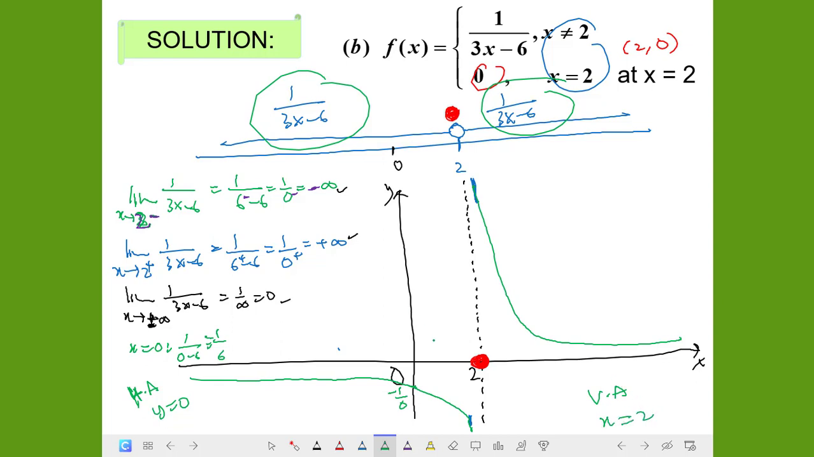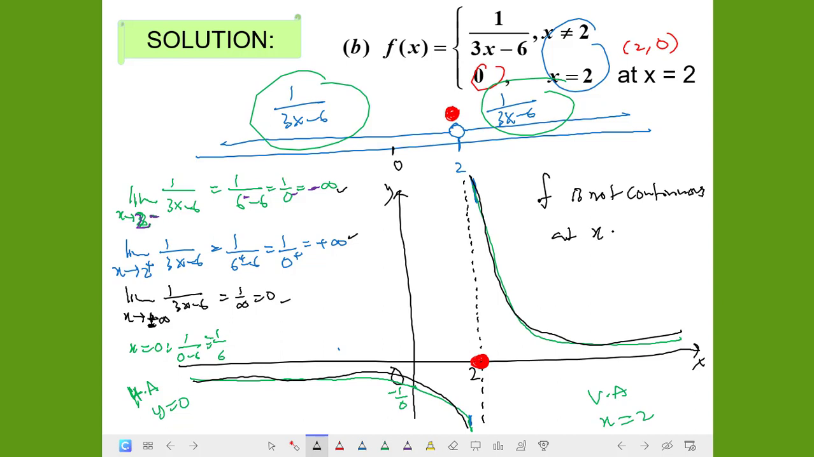Then from the graph, if you sketch the graph and stop, you need to lift the pen and continue sketching the graph. So we can conclude that f is not continuous at x equal to 2. Not continuous.